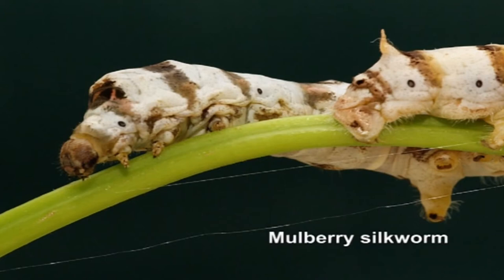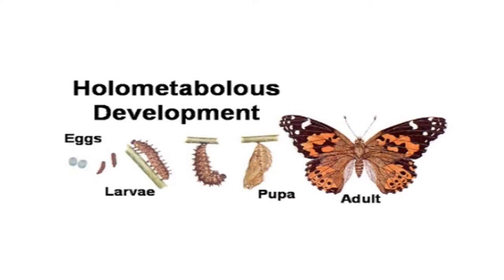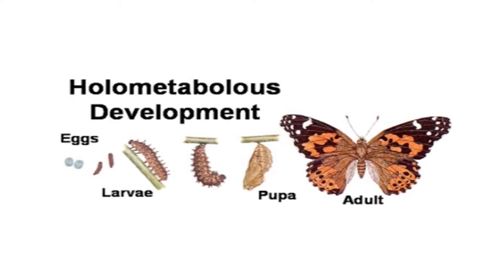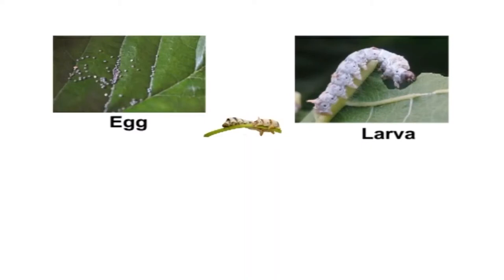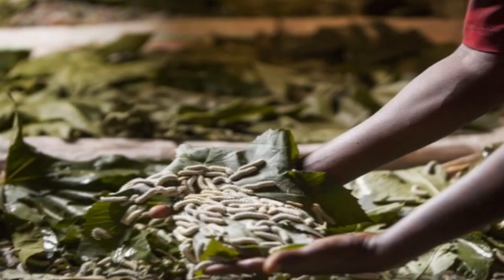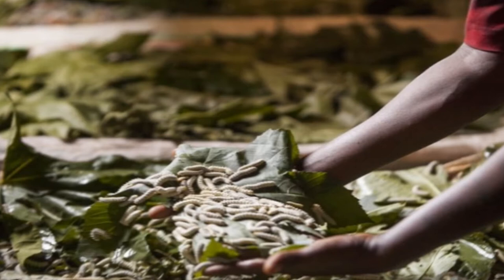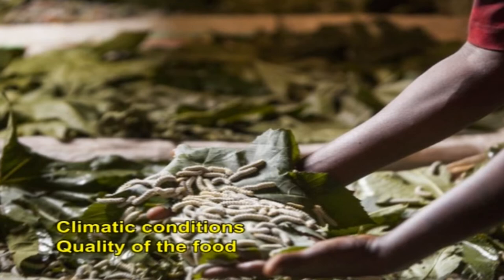Mulberry silkworm is a holometabolous insect and passes through four morphologically different stages in its life cycle: egg, larva, pupa, and adult. The duration of each stage varies according to the race, the climatic conditions and the quality of food given.